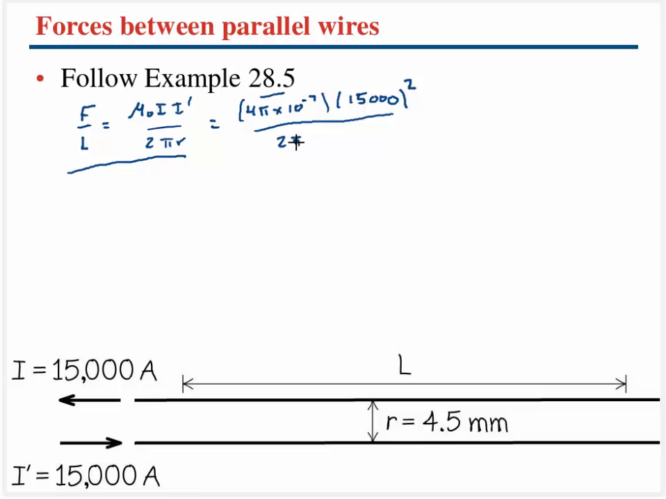So we can write the force per unit length as you kind of see right here. And then I've filled in mu naught and the two currents. Distance of separation is going to be 4.5 times 10 to the minus 3. We go ahead and calculate that, and it's about 10 to the 4th newtons per meter of length, and that's actually a really huge number.